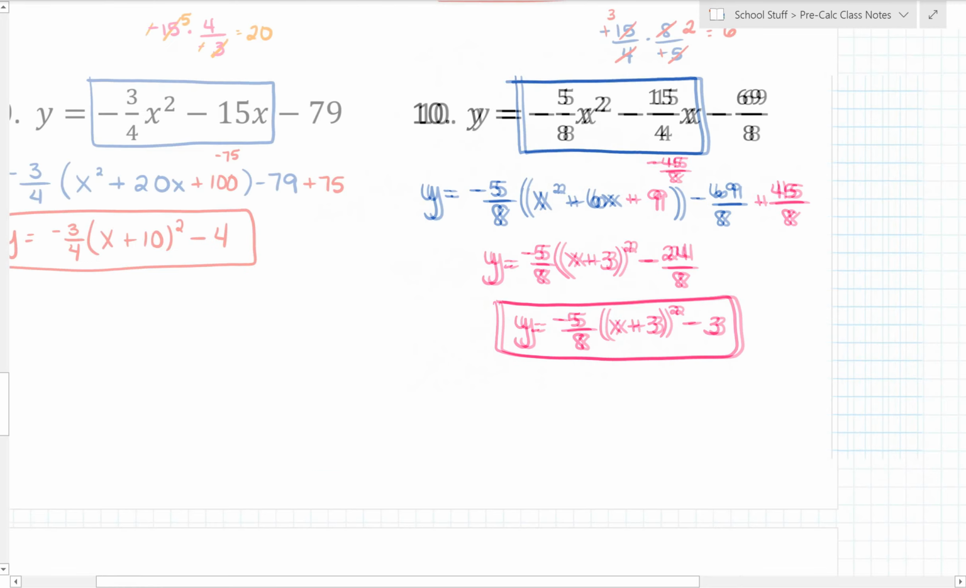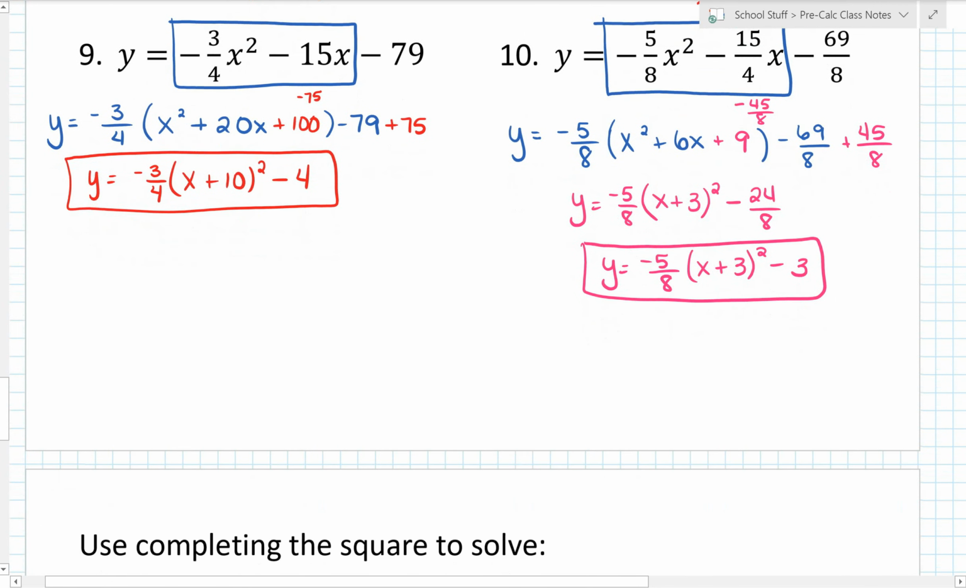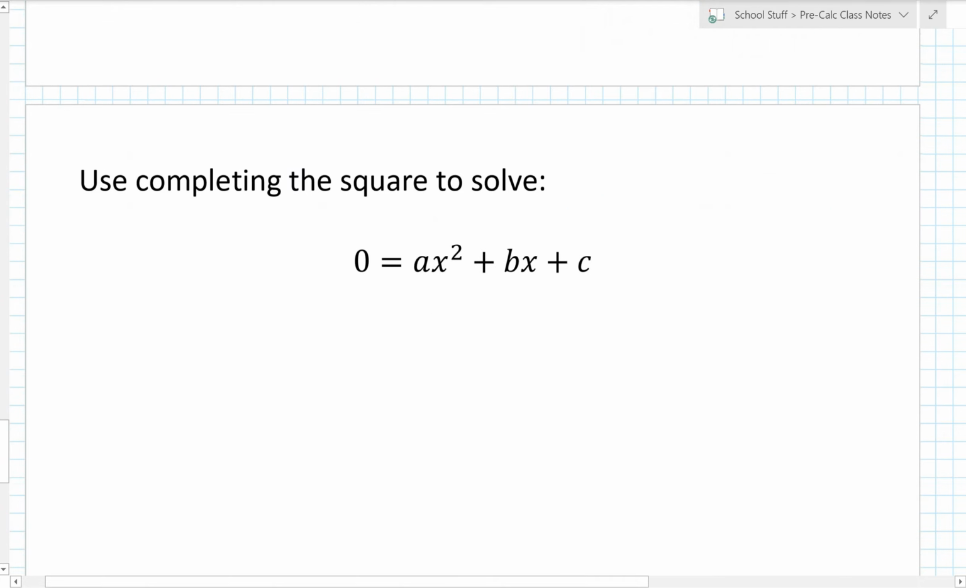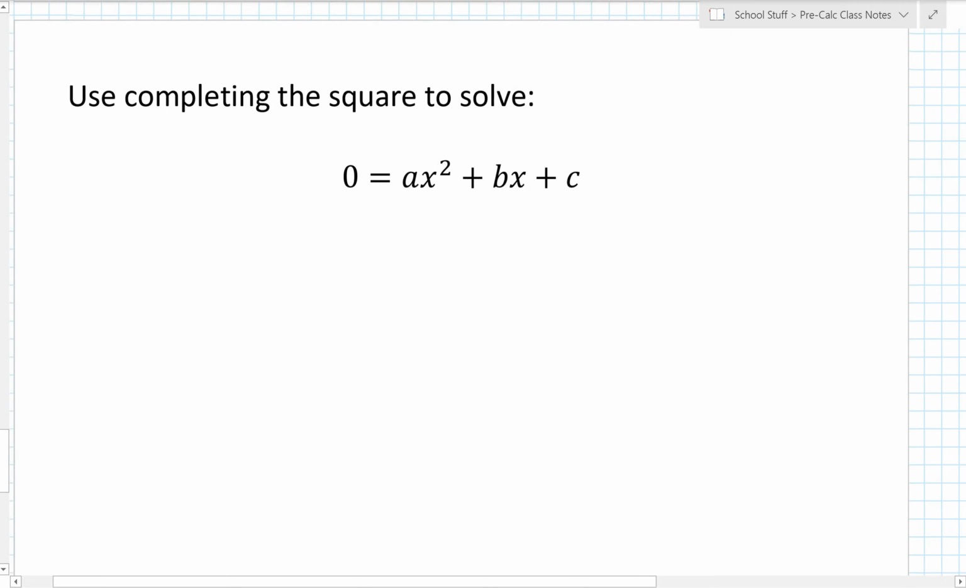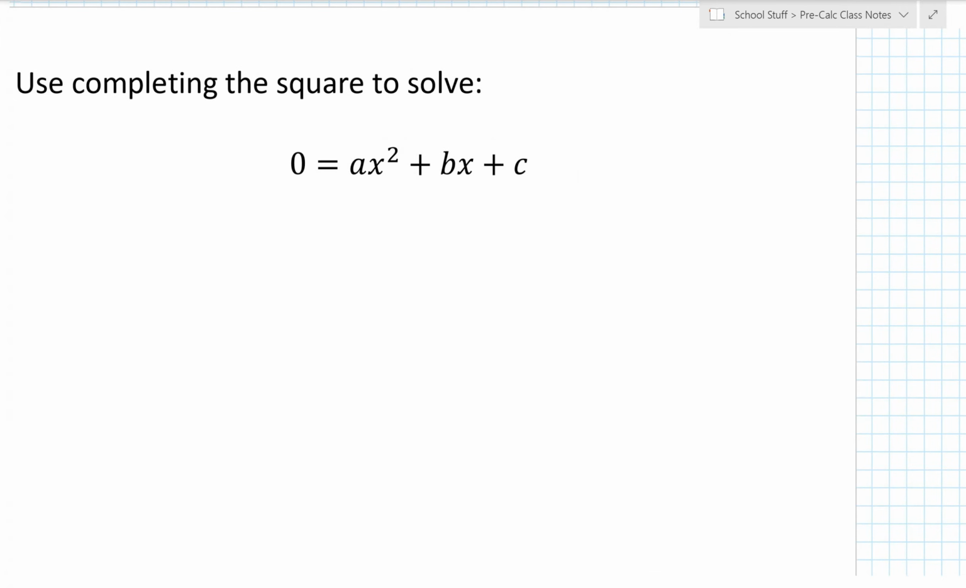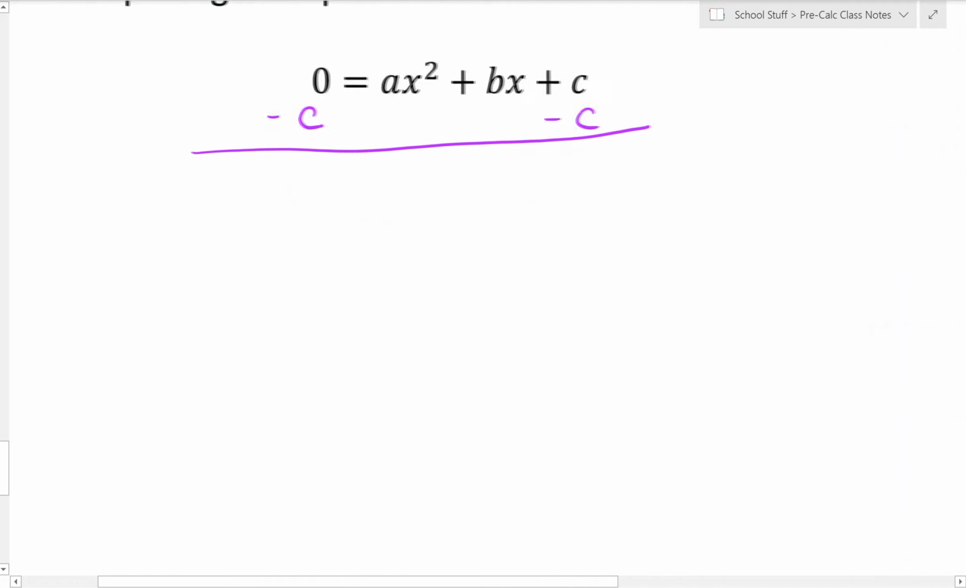Just for giggles, because this just tickles me. I love it. It makes me so happy. I'm going to show you how to use completing the square to solve a problem like this. This is a quadratic. So just watch. One of the things I'm going to do to make this easier, I'm going to get rid of this c automatically, just so I don't even have to think about it. I don't have to see it.